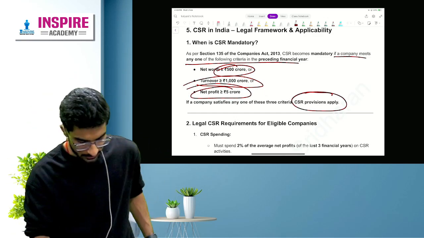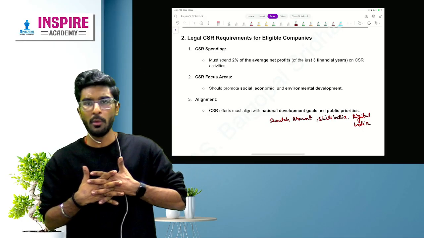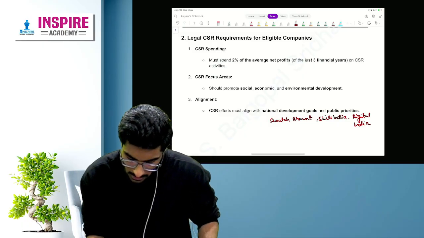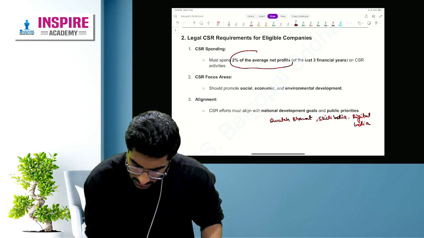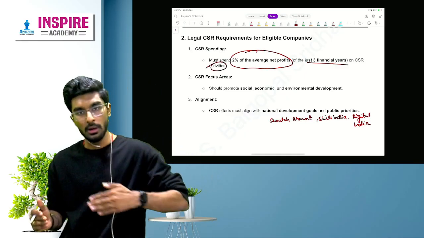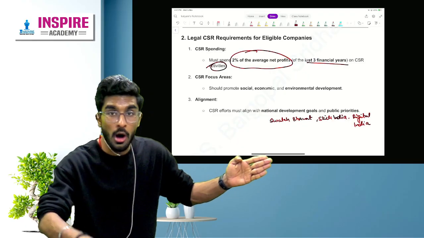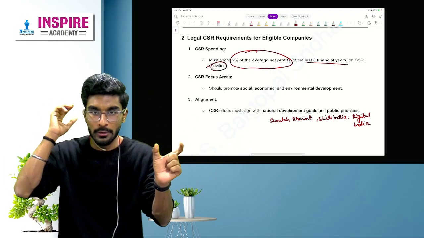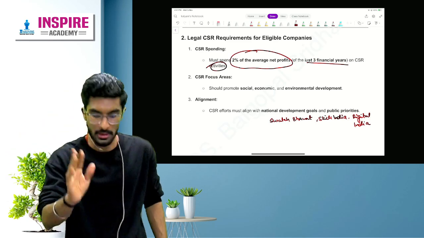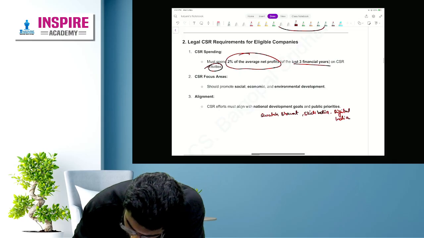Very easy, people. Now, what are the requirements? Now that I know that CSR provisions are applicable to me, now what? I have to spend 2% of the average net profit of the last 3 financial years on CSR activities. That means I have to calculate the net profits of the last 3 financial years, take the average, and 2% of that is my CSR expenditure that I have to incur. Yes or no, people?